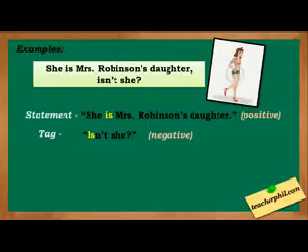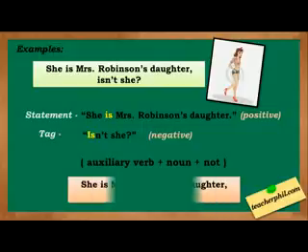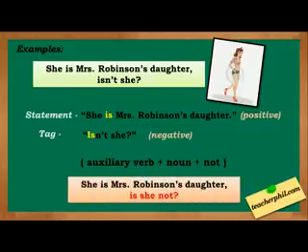We can also choose not to contract in the tag, like the isn't's case. But if we do this, the structure also changes. It will now become auxiliary verb plus noun plus not. Example, she is Mrs. Robinson's daughter, is she not? If you've noticed, the auxiliary verb is comes first, followed by the noun she and not.